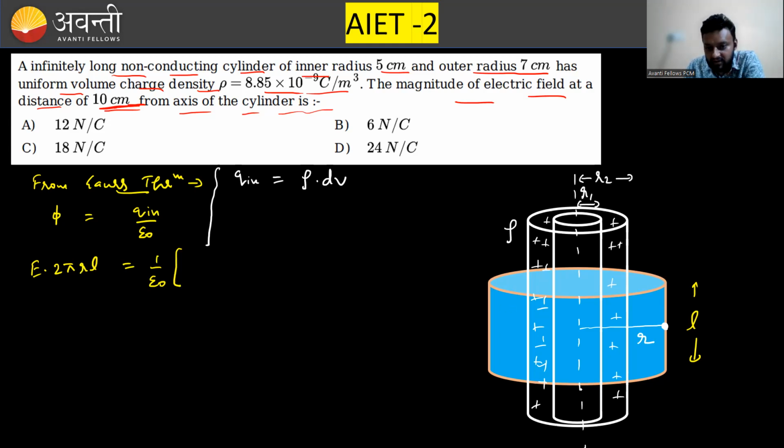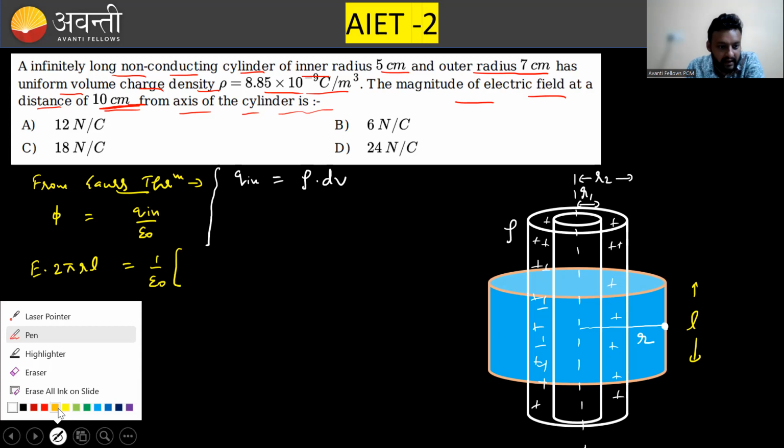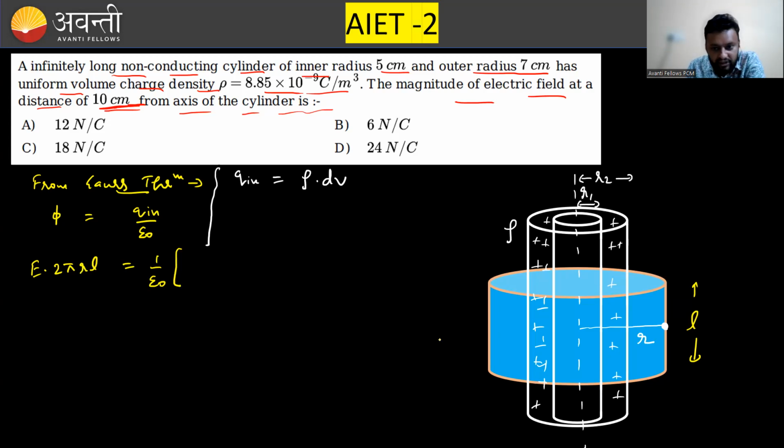So this is our Gaussian surface, that sky blue colored one. And in this surface, what charge is included? Only the charge in this region is included. If you can see, this is a cylindrical body and the charge of this portion of this length is included. So what is the volume of this portion?